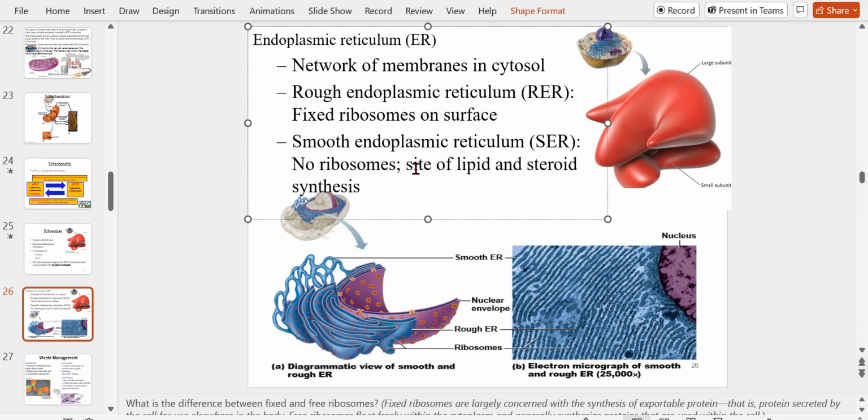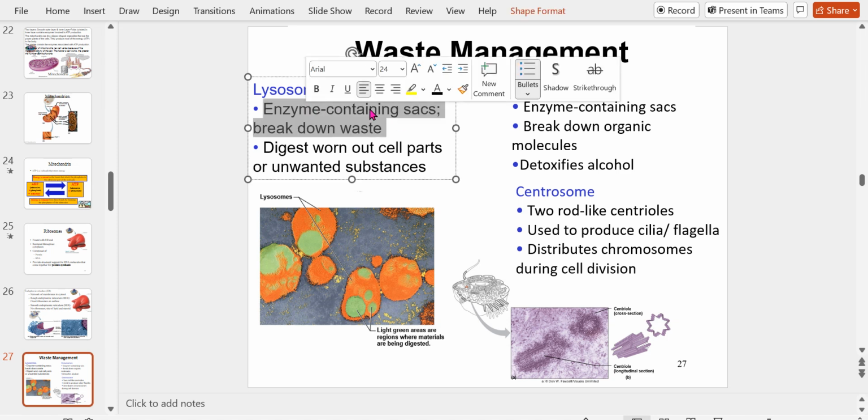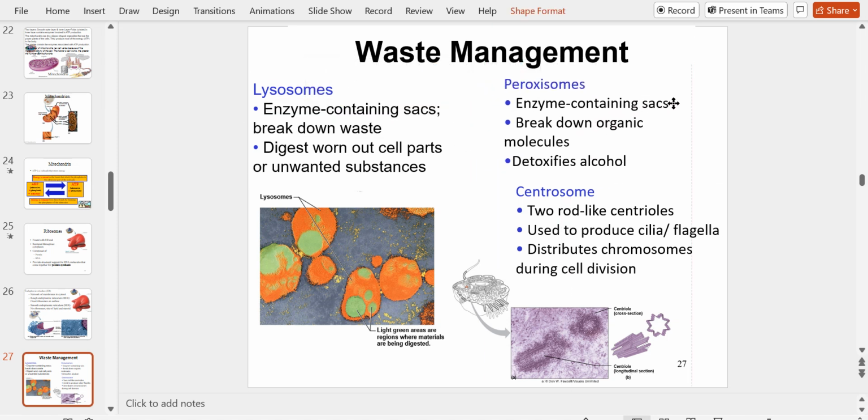Got it? Good. Waste management: lysosomes, peroxisomes, centrosomes. Lysosomes have enzyme-containing sacs that break down waste, and the peroxisome as well. While the cell is perfect in a lot of ways, there are little bits and bobs of protein that get left behind, and that's what lysosomes and peroxisomes deal with. Centrosomes are two rod-like centrioles used to produce cilia and flagella, very specific proteins, and they distribute chromosomes during cell division.